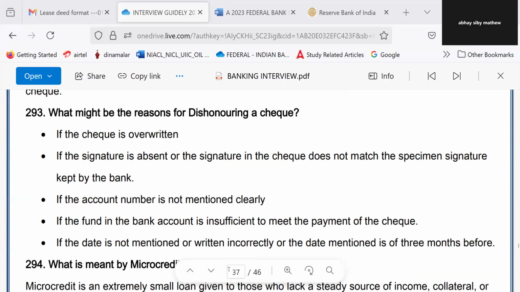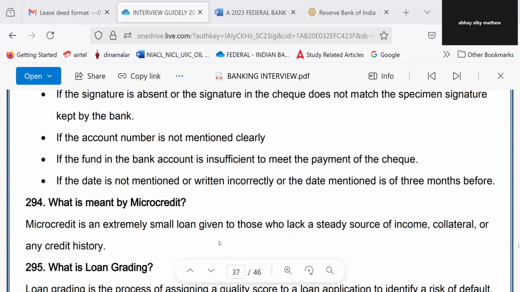What might be the reasons for dishonoring a check? If the check is overwritten, if the signature is absent or the signature in the check does not match the specimen signature kept by the bank, if the account number is not mentioned clearly, if the fund in the bank account is insufficient to meet the payment of the check, if the date is not mentioned or written incorrectly or the date mentioned is of 3 months before.